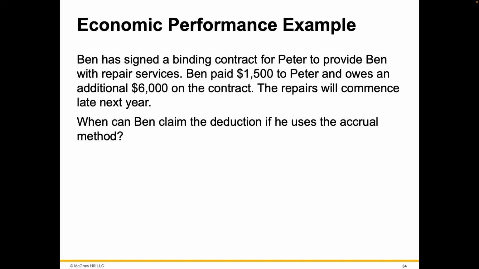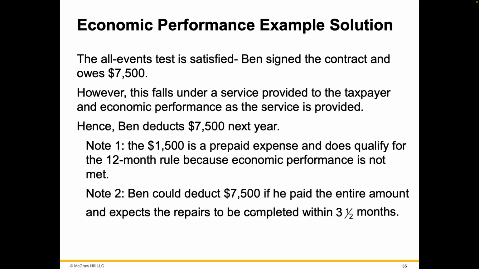So an example, Ben has signed a binding contract for Peter to provide Ben with repair services. Ben paid $1,500 to Peter and owes an additional $6,000 on the contract. The repairs will commence late next year. What can Ben claim as a deduction if he uses the accrual method? The all events test is satisfied. Ben signed the contract and owes $7,500. However, this falls under a service provided to the taxpayer, and economic performance is as the service is provided. Hence, Ben deducts $7,500 next year.